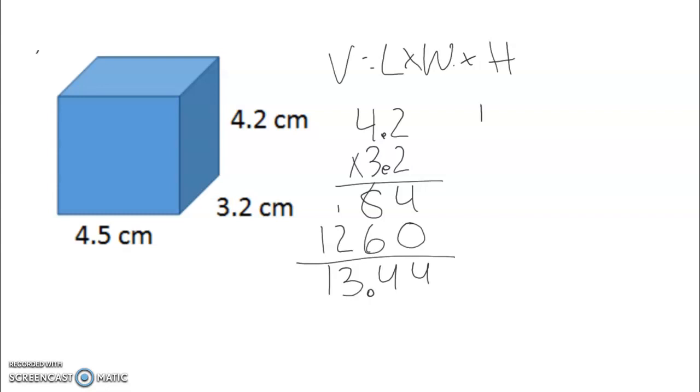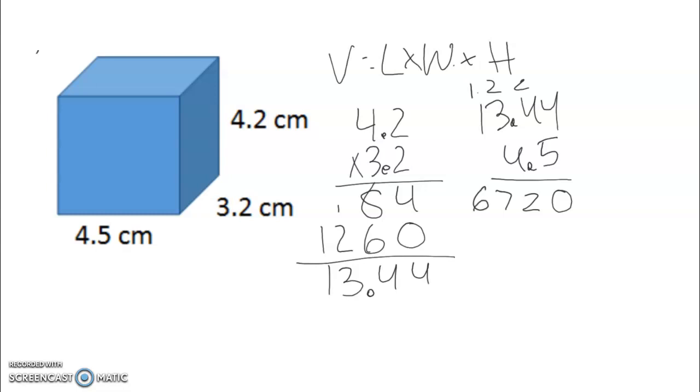Then I'm going to multiply that by our third dimension, which is going to be 4.5. 5 times 4 is going to be 20. Carry the 2. 5 times 4 is 20 plus the 2. Carry over the other 2. 3 times 5 is 15 plus the 2 is 17. Carry the 1. 5 times 1 is 5 plus the 1 is 6.